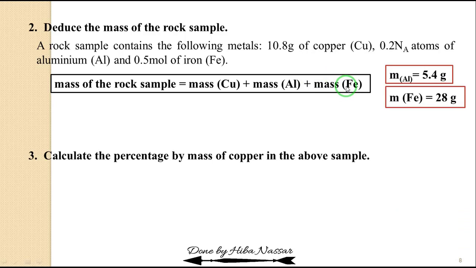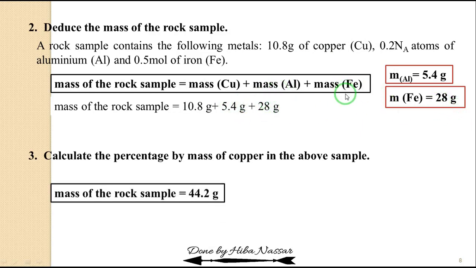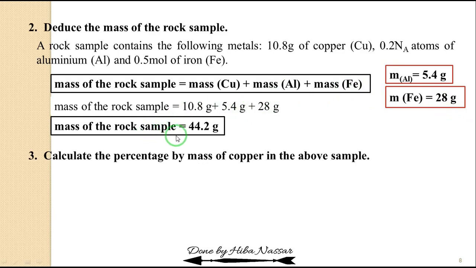The mass of aluminum is already calculated, it's equal to 5.4 gram. The mass of iron is equal to 28 gram. So you just have to add 10.80 gram of copper plus 5.4 gram, which is the mass of aluminum, plus 28 gram, which is the mass of iron, and you can find that the total mass of the rock sample is equal to 44.2 gram.